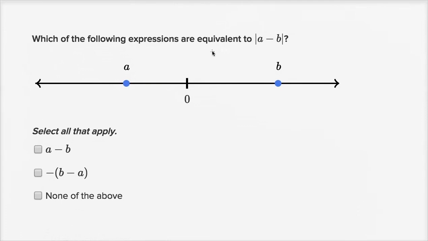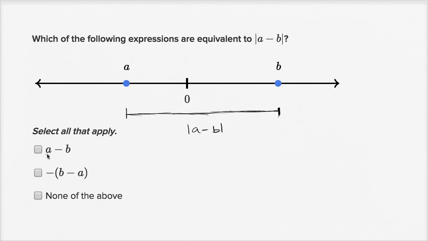Which of the following expressions are equivalent to the absolute value of a minus b? Once again, absolute value of a minus b, that is the distance between a and b. That is this distance that I'm drawing right now. That is this distance right over here. That is the absolute value of a minus b.